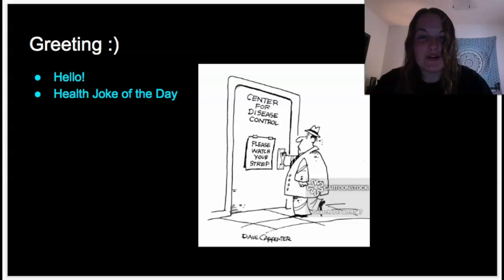So, our health joke of the day, or of the lesson, I guess, shows a man trying to get into the Centers for Disease Control, and the notice says, please watch your strep, like strep throat, not your step, which is what it normally is.